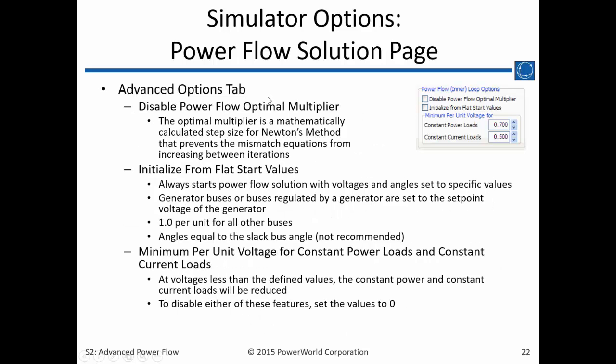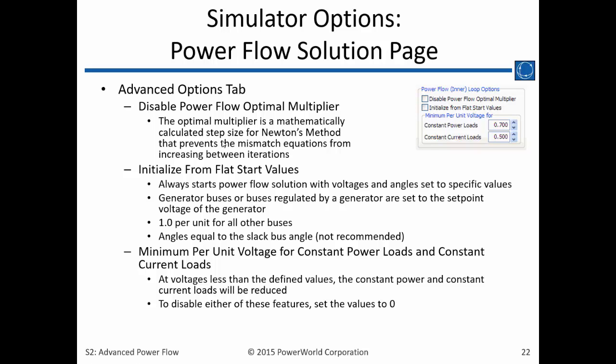Some other additional advanced options on here. You can disable the power flow optimal multiplier. The optimal multiplier is a mathematically calculated step size for Newton's method. It prevents the mismatch equations from increasing between iterations. The advantage of the calculated step size is that it will converge a little quicker.